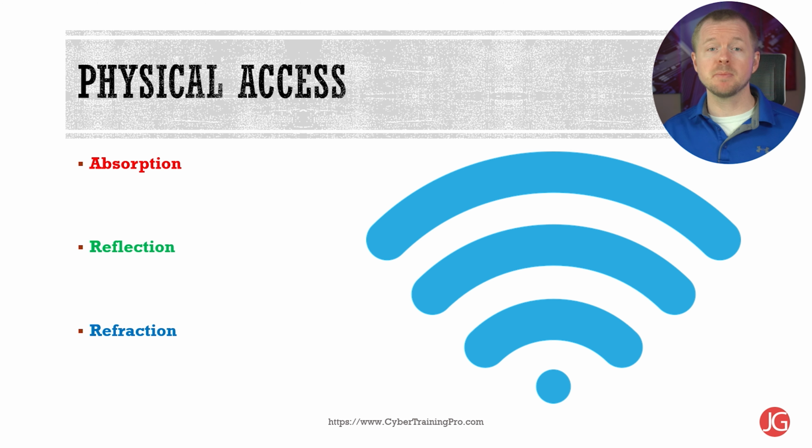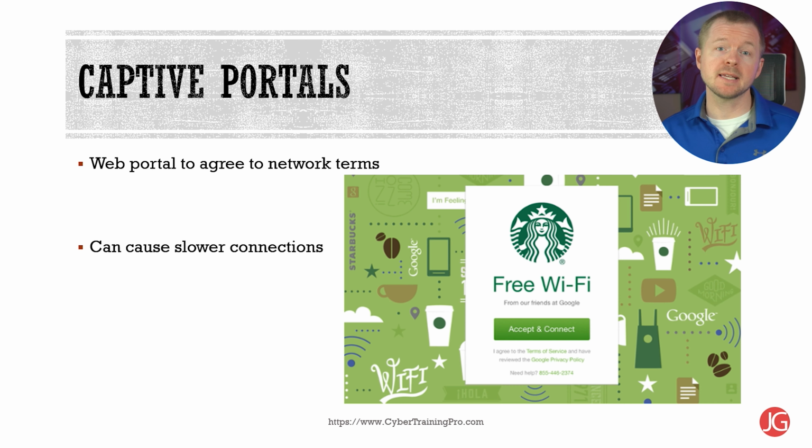These kinds of issues should be uncovered in your site survey so that you can add additional wireless access points, antennas, or adjust their placements so that you can get the best signal possible. Captive portals are basically a website that makes you agree to terms before connecting to a network. You've probably used these at a hotel or a coffee shop before. These can cause slower connections if they aren't set up correctly or if your browser is too restrictive.